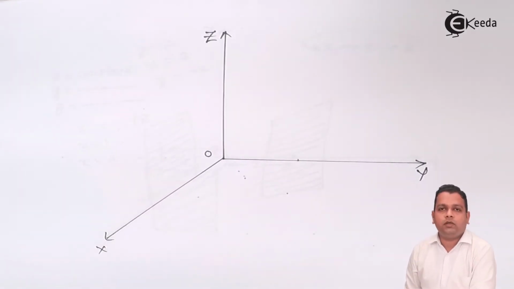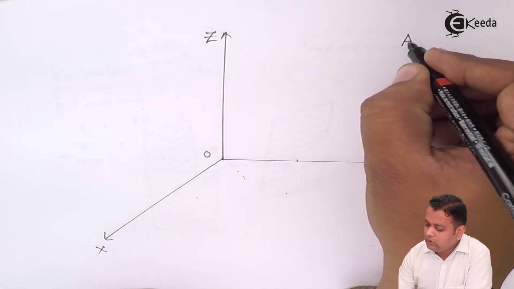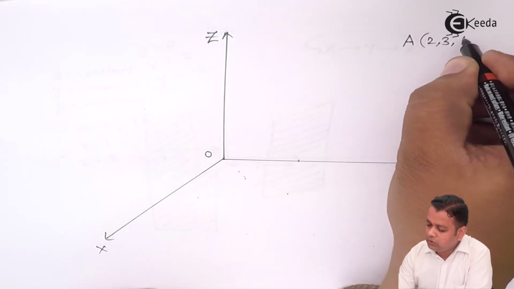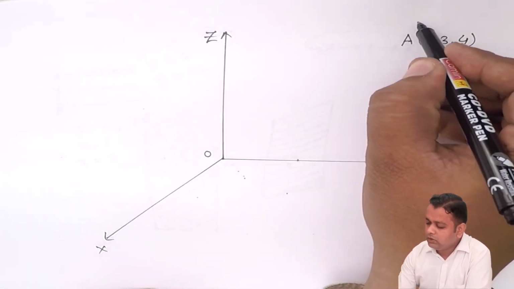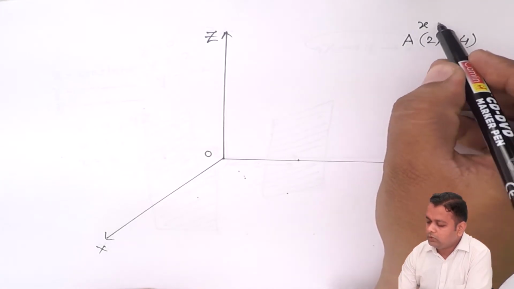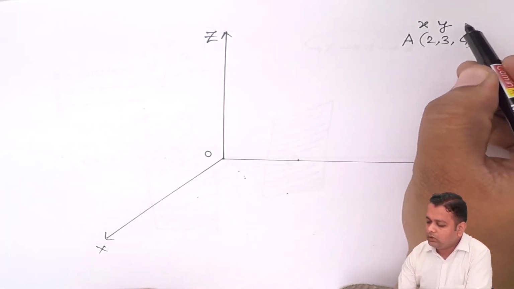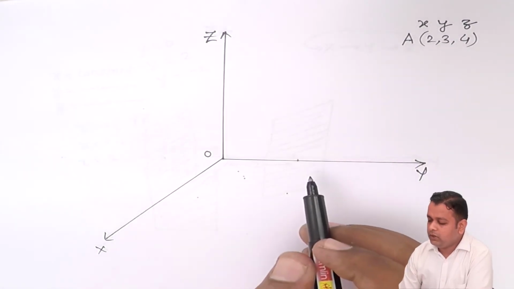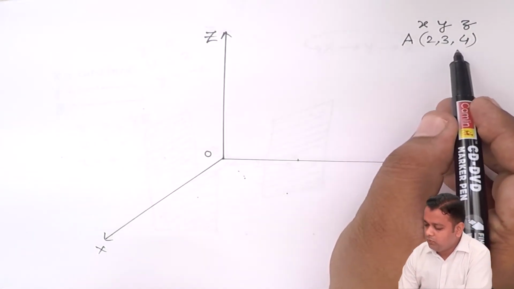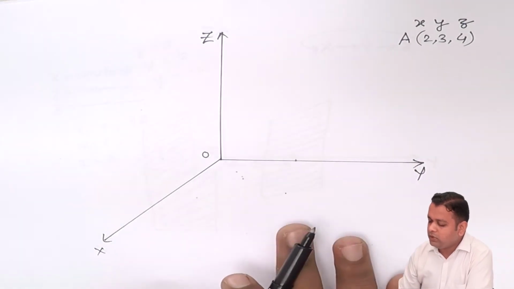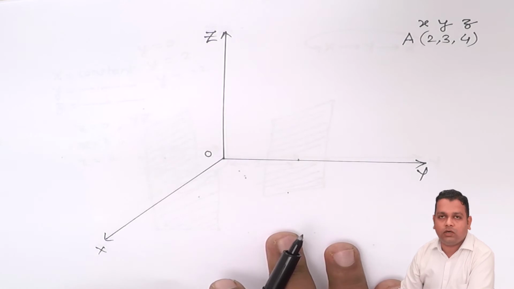Now let us say any arbitrary point A is given with specific coordinates to us, and we are supposed to represent it in three-dimensional space using the xyz axes. So let us see in the diagram. A is given the coordinates 2, 3 and 4. It means small x has value 2, small y has value 3 and small z has value 4. So I have to represent this point A in this three-dimensional space using the rectangular coordinate system.